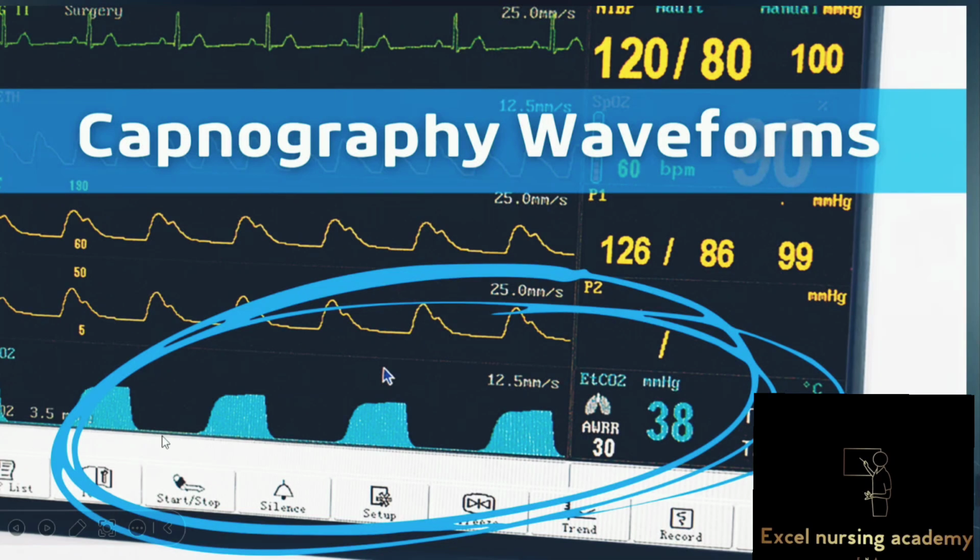In the cardiac monitor, this is how you assess the waveform capnography. This is the waveform that will be coming in the cardiac monitor. In the upcoming exam, as the NORCET level is getting harder, we'll see more questions that are not common.